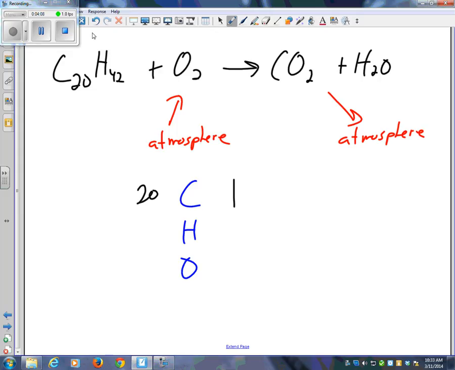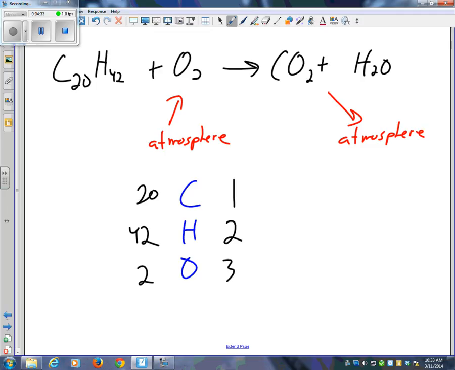How many H's on the left? 42. How many H's on the right? 2. Okay. And how many O's on the left? 2. And how many O's on the right? 3. Oh, this is going to be ugly, isn't it? Where should I start, do you think? The big one? Should I make the H42? You want to do that? Okay. I really have no idea where to start.